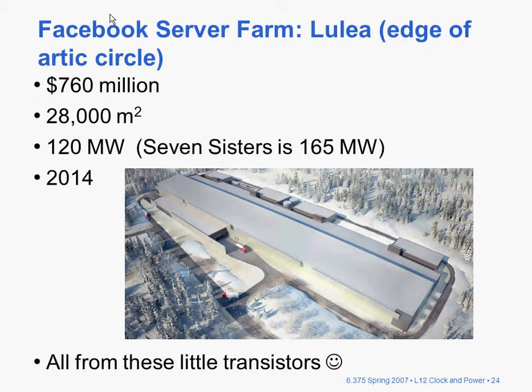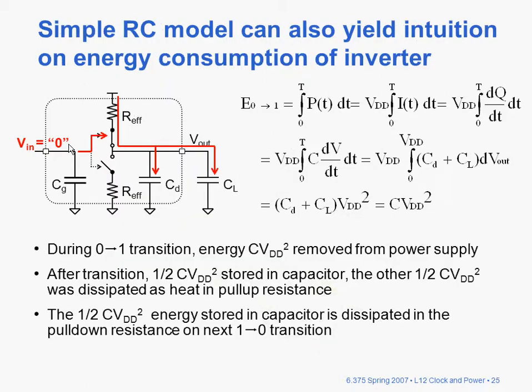Here's a simple example I took from a Facebook server farm in Luleå, at the edge of the Arctic Circle. It's not online yet, but it's projected to cost 760 million, 28,000 square meters, requiring 120 megawatts. To put that in perspective, a fairly large hydro dam on the Winnipeg River system, Seven Sisters, is 165 megawatts. And that's targeted to go online in 2014. All of the cooling and power requirements here are a consequence of transistor switching, and they're very small devices, as you know.